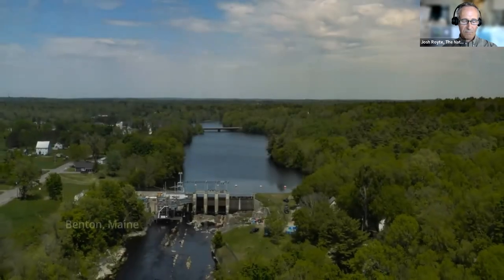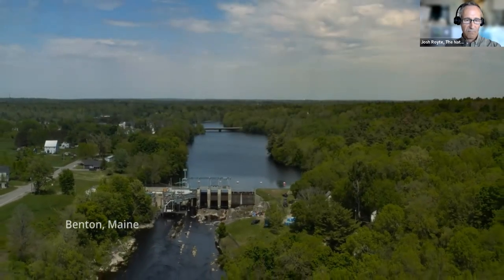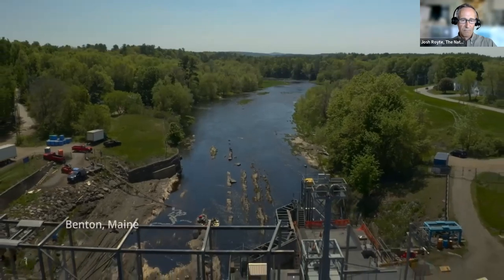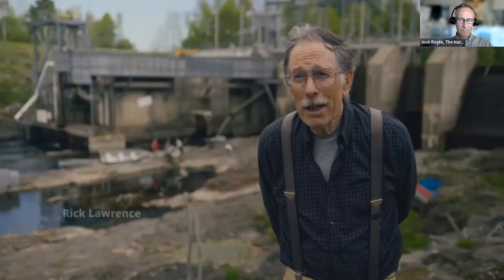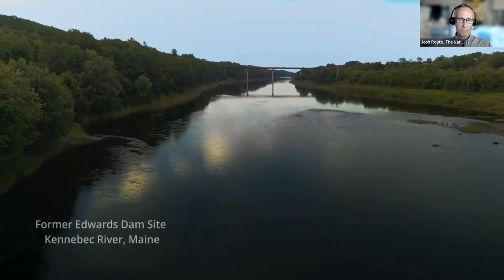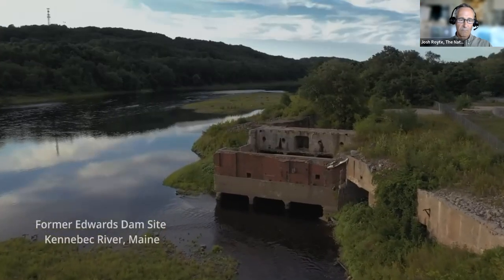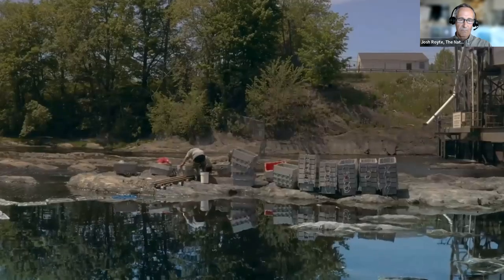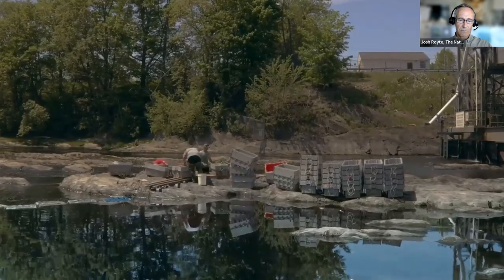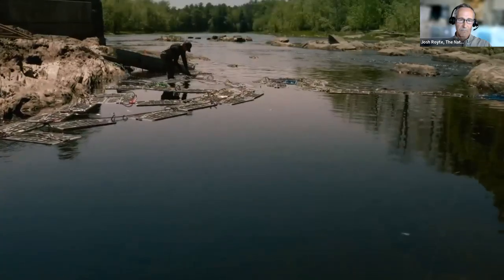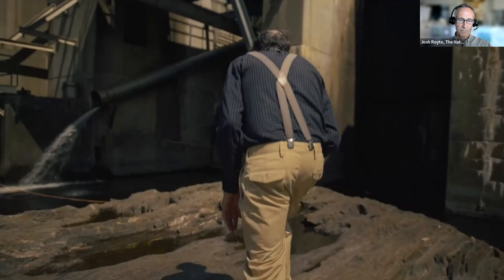My name is Rick Lawrence, and I'm the alewife warden for the town of Benton. There have been no fish here since about 1840, 1850, when the dams on the Kennebec River down below, the Edwards Dam in particular in Augusta, which was removed in 1999. And so in 2009, when we first were permitted to harvest fish, it seemed rather minor.